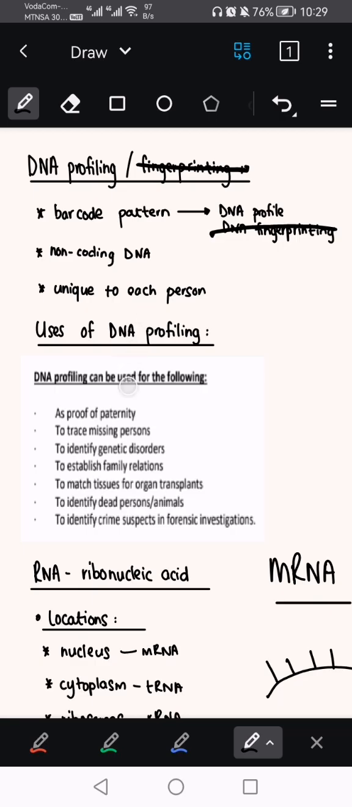And here we have the uses of DNA profiling, also from exam guidelines. Please, this is how they want you to answer it.